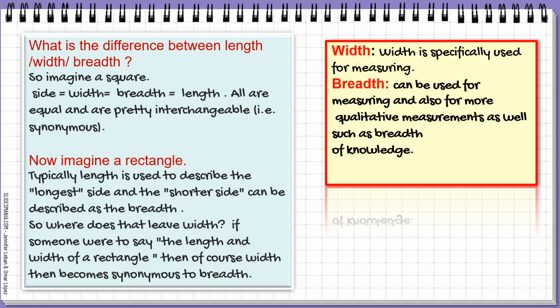But now let's imagine a rectangle. Typically the length is used to describe the longer side and the shorter side can be described as the breadth. Then where does that leave width? If someone were to say the length and the width of a rectangle, then of course the width becomes a synonym to the breadth. But there's one more thing: width is specifically used for measuring, while the breadth can be used for measuring, like we are measuring the length here, and also for qualitative measurements such as the breadth of knowledge.